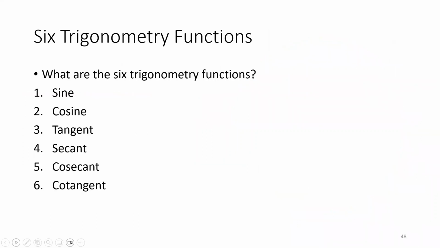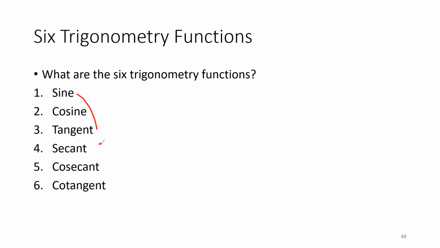So what are the 6 trigonometric functions? Here are the 6 trigonometric functions. You have sine, cosine, and tangent, secant, cosecant, and cotangent. I strongly recommend knowing the first three, sine, cosine, tangent, because 4, 5, 6, secant, cosecant, cotangent are pretty much the reciprocal.